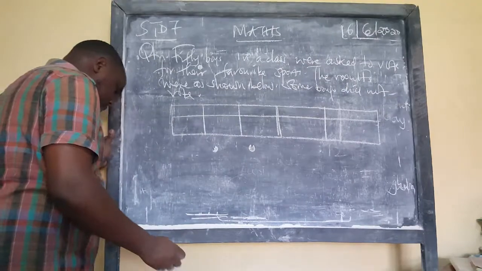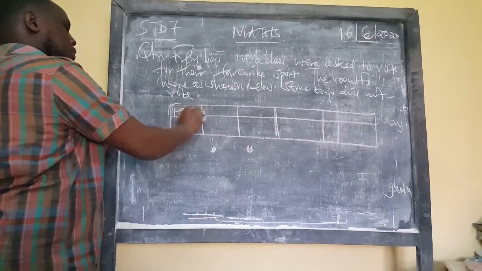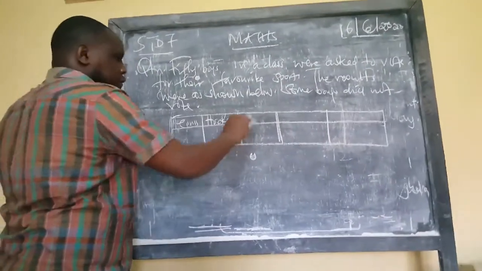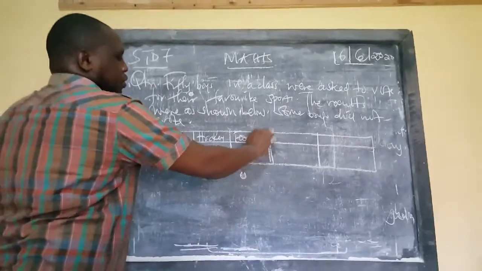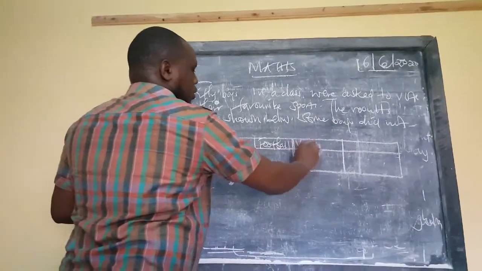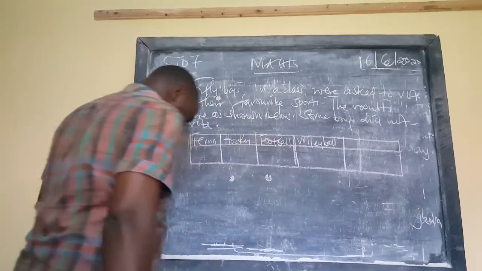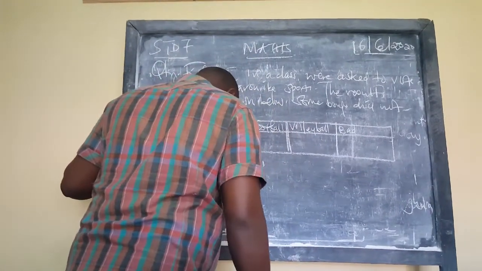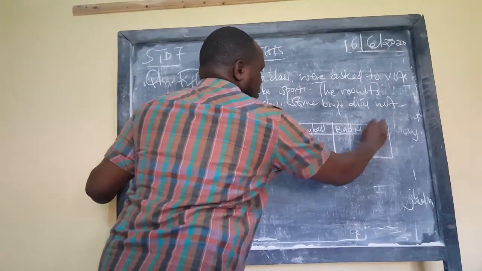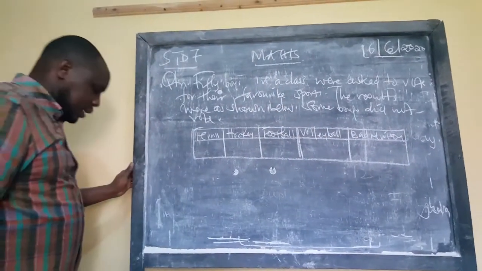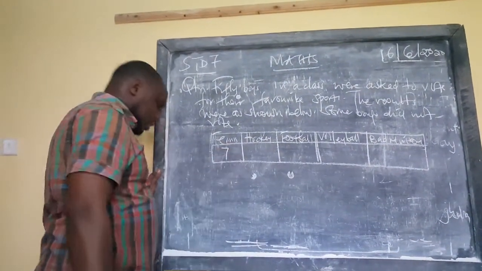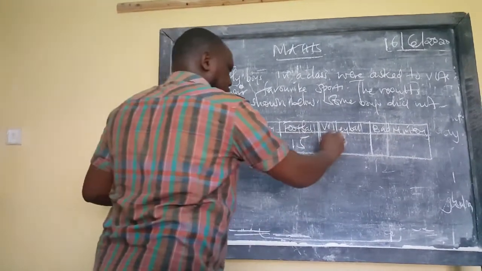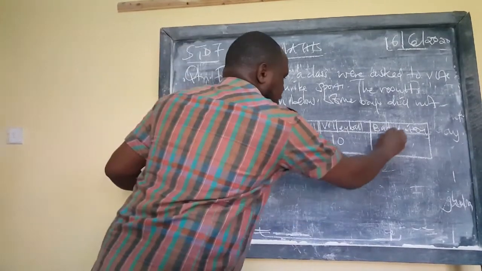The first game here is tennis. Then number 2, hockey. Number 3, football, which many of you like. Volleyball. Then lastly we have badminton. Then those who voted for tennis as their favorite game were 7. 6 voted, 15 voted, 10 voted, and then 8 voted.